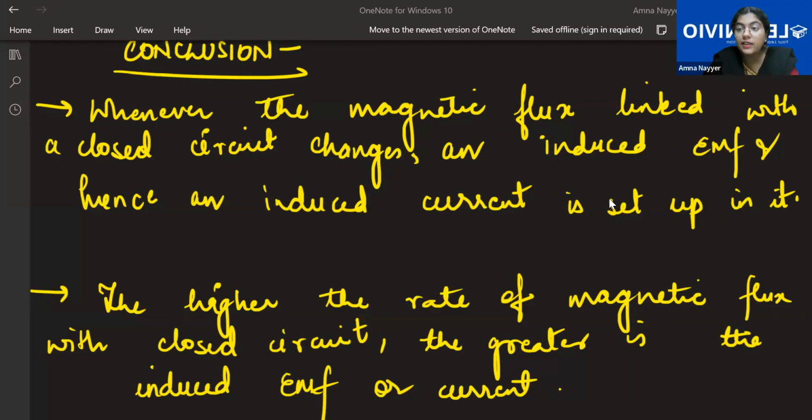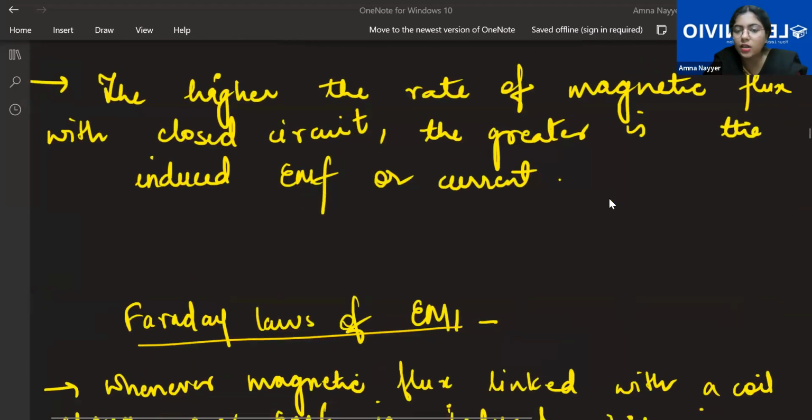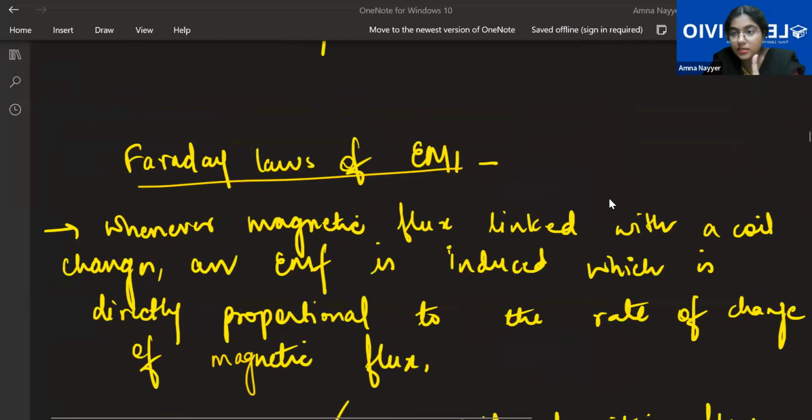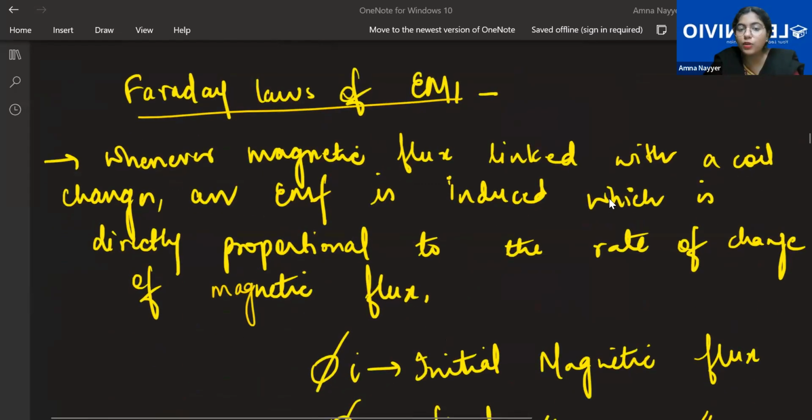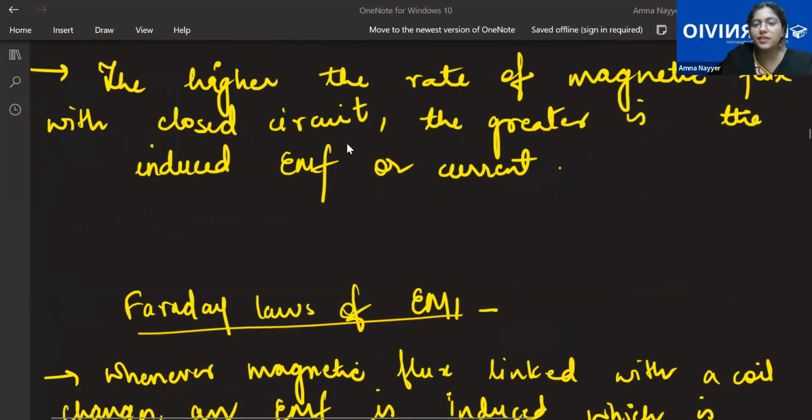If the magnetic flux is changing at a very great rate, then the EMF will also be produced at a very high rate. And if the rate is very slow, then the EMF will also be very slow. So what can we conclude from Faraday's law? First, whenever the magnetic field changes, magnetic flux changes, and induced EMF is there. But then what about the formula part? We can say this induced EMF is directly proportional to the rate of change of flux.